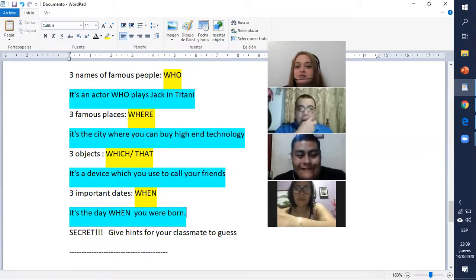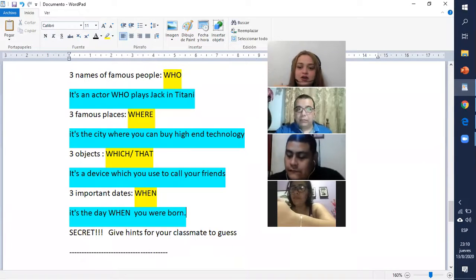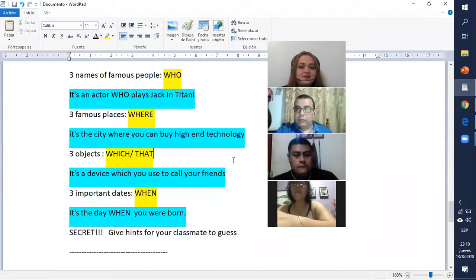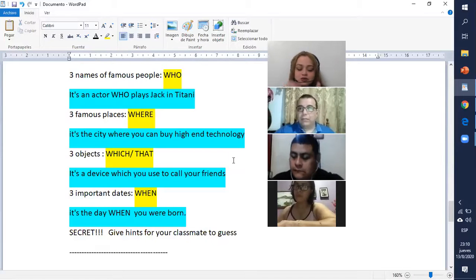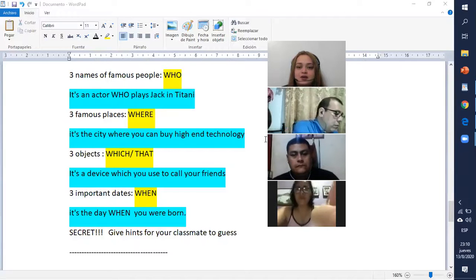Is that clear? So first, three famous people, three famous places, three objects, three important dates. When you finish, start, take turns, right? One person gives the clues, the other person gives the clues too, and you take turns. Is that clear? First take 3 or 4 minutes to write down the names quickly, and then you start practicing. Let's do that in pairs. If you have questions, you can send me a message here on Zoom so I can help you. But let's do it right now. Okay, accept the invitation, please. Let's practice, let's play.